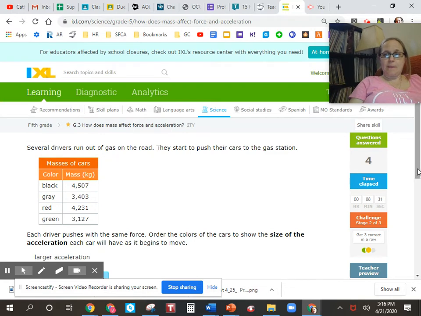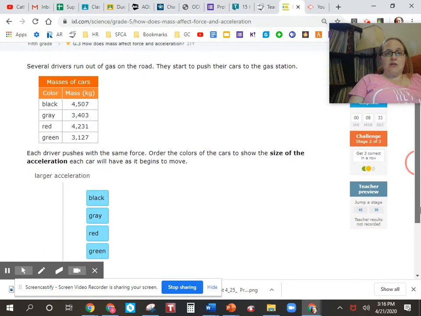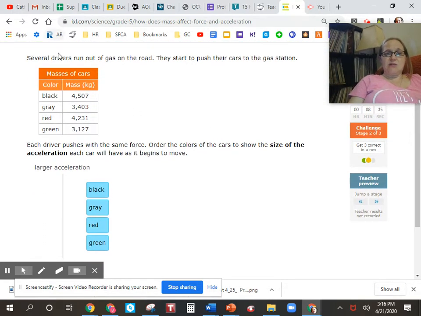And we got it. Okay, it looks like it's asking for acceleration again. So several drivers run out of gas on the road. They start to push their cars to the gas station. Each driver pushes with the same force. Order the colors of the car to show the size of the acceleration each car will have.